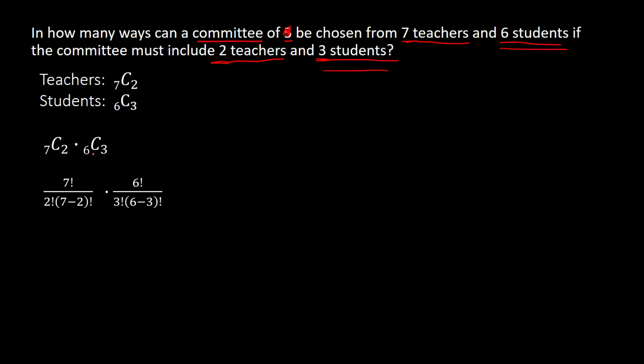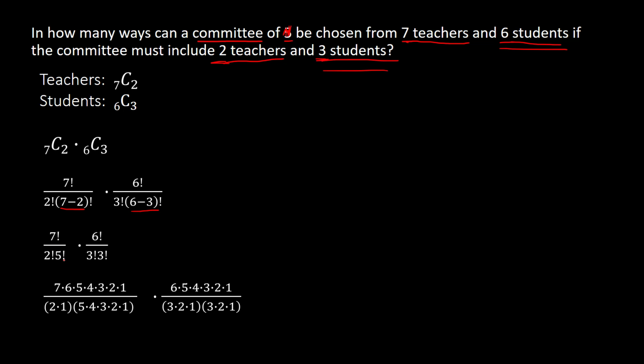And then for the other one, I can take the 6 factorial and then have the 3 factorial, which divides out the repeats, and then have 6 minus 3 factorial as well. So that's going to leave me with 5 factorial and a 3 factorial when I subtract 7 minus 2 and 6 minus 3.